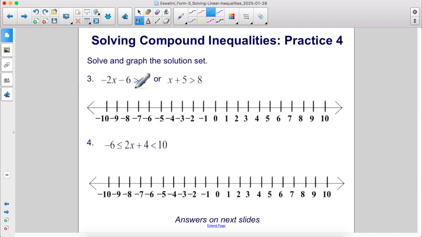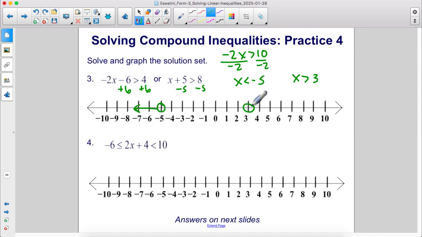-2x minus 6 is greater than 4, or x plus 5 is greater than 8. All right, here we're going to start by adding 6 to both sides. I'm going to continue it up here. All right, then we're going to divide both sides by -2, which means we do have to flip the sign around. x is less than -5. Here we're just going to subtract 5 from both sides, giving us x is greater than 3. So x is less than -5, or x is greater than 3.